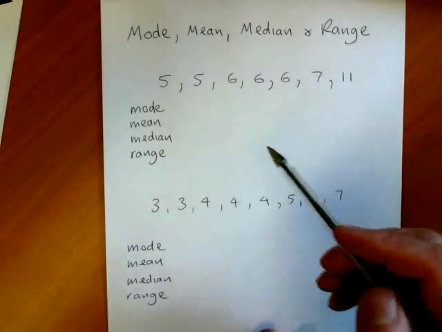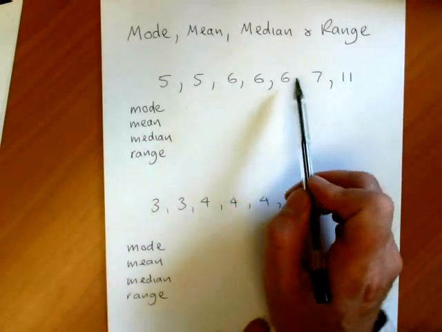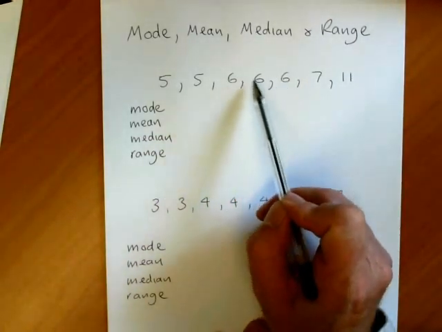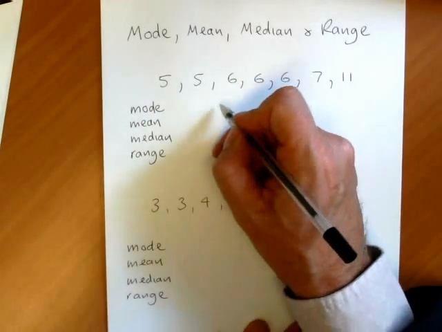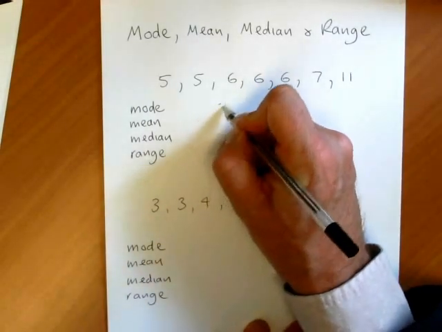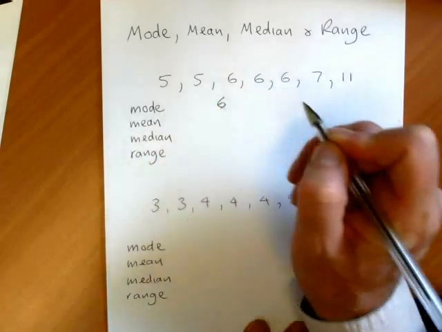So the mode is the number in the data set that comes up the most. And you should see that 6 comes up the most. It comes up 3 times, 5 comes up twice, and everything else came up once. So the mode is 6.